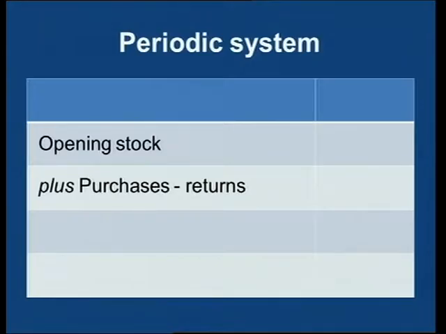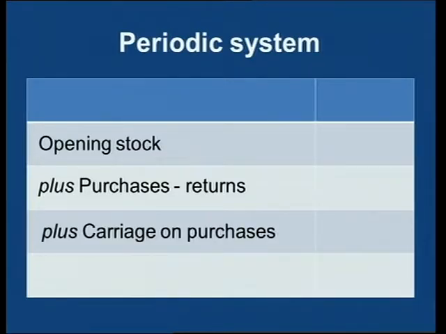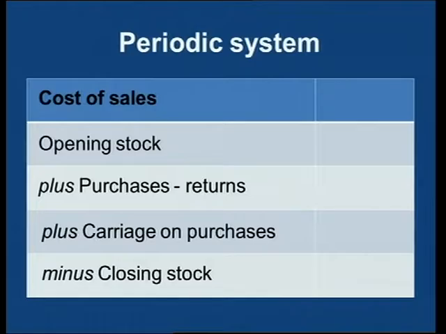Then you will add all your purchases, and of course, after you've deducted returns, if there was any, then you will add carriage on purchases, and then you will deduct the closing stock. And only then you can calculate the cost of sales. Do you see the difference? Here, you first get the value of your closing stock, and then you get your cost of sales.